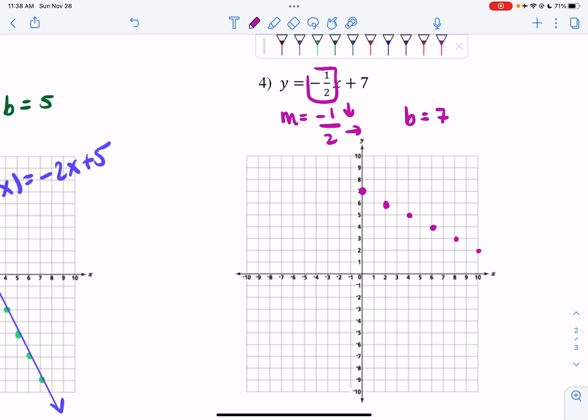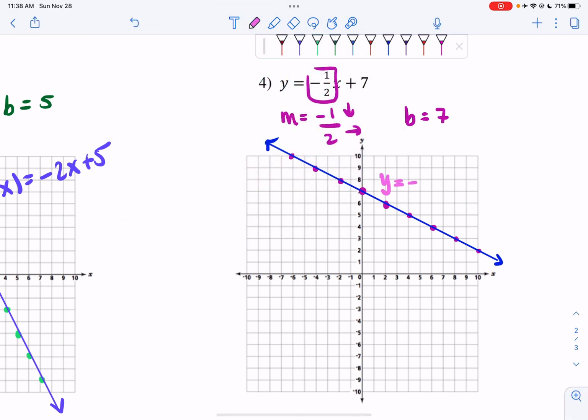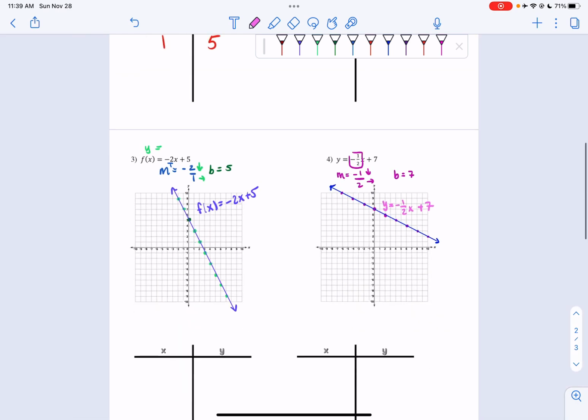Then I go back to my y-intercept and I go up 1, left 2, up 1, left 2, up 1, left 2. And then I draw a line going through those points. And now I have y equals negative 1/2 x plus 7. And that's how you graph a line.